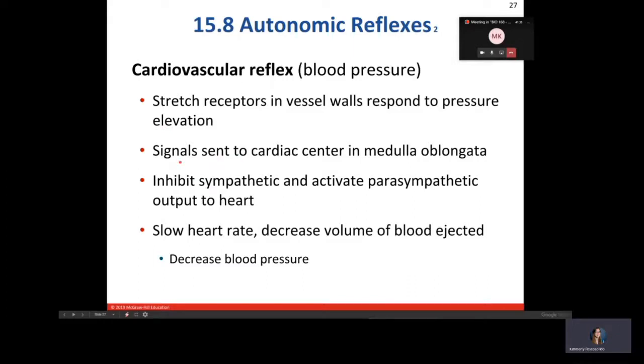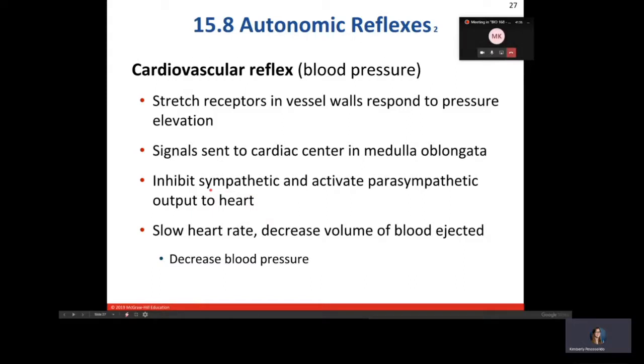So remember, in chapter 13, we talked about the brainstem, and the medulla oblongata is the lowest part of the brainstem, and it has all those autonomic reflex centers. One of them is the cardiac center. So it's going to go to the cardiac center, and then we're going to have this pre-programmed response. If our blood pressure is too high, we're going to inhibit the sympathetic nervous system and activate the parasympathetic output to the heart.